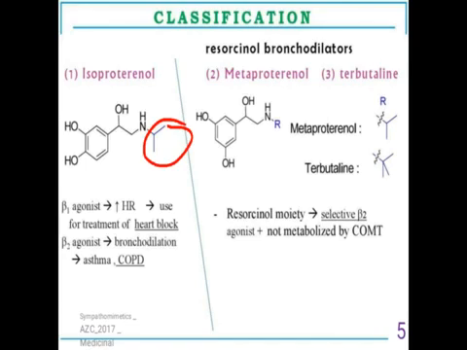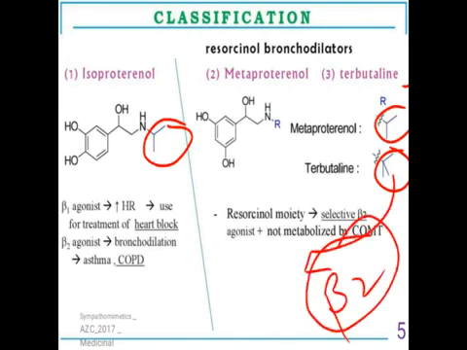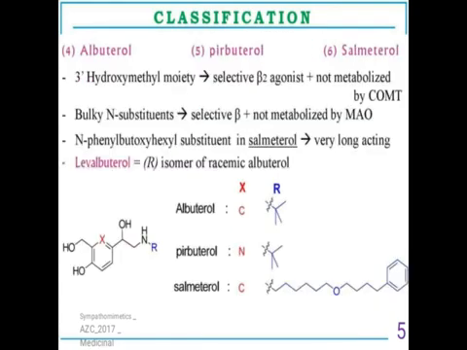Here you can observe, in case of metaproterenol there is also a bulky group. Here is a tertiary butyl group, and if a tertiary butyl group is there, it is more selective towards the beta 2 receptor. So terbutaline is a beta 2 receptor agonist, so generally they are utilized as bronchodilators. So in case of asthmatic patients, these drugs can be given as bronchodilators. So from the structure you can come to know why they are beta selective. Why? Because of the bulky group which is present at the end of the structure, as well as the position of the hydroxy group.